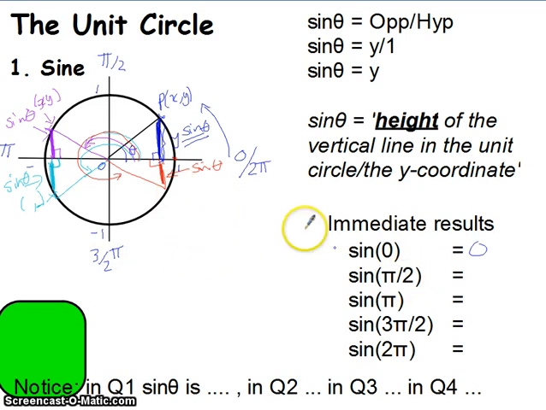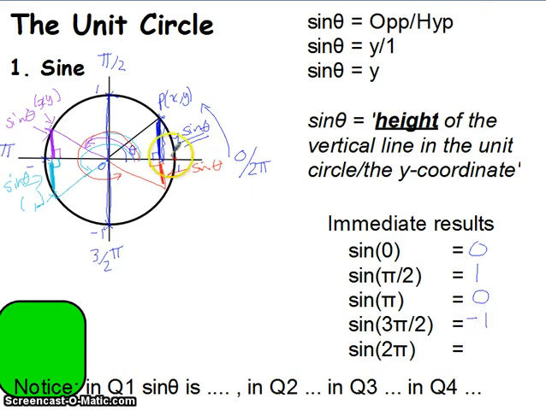Okay, so for pi over 2, you'll notice that the y coordinate up here is going to be 1, and the height there is 1. Sine of pi, if we go all the way around again, well, it's going to be flat again, and the y coordinate is going to be 0. So sine of pi is 0. Sine of 3 pi over 2 means we've come all the way around here, and you can see that the y coordinate there is going to be minus 1.